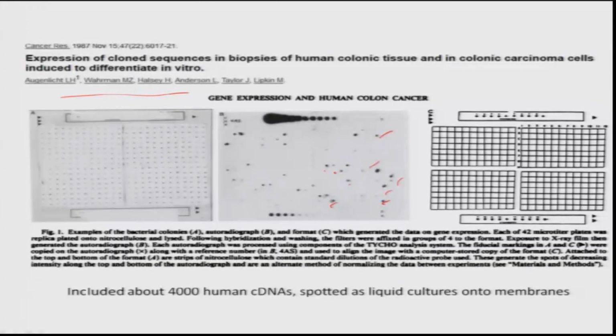So, this is the way they came, and in fact they could go up to 4,000 human cDNAs that they were able to spot. It was a huge shift from the way people were using northern blot, where people were looking at one gene at a time. Now from hundreds you have gone up to 4,000 genes. That was a huge shift. So, this basically led to the next generation of approach, which we now call a microarray, right.